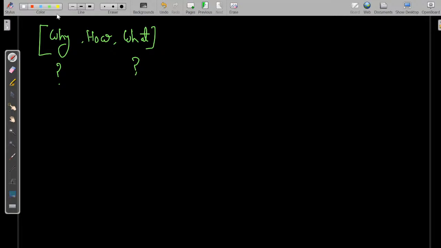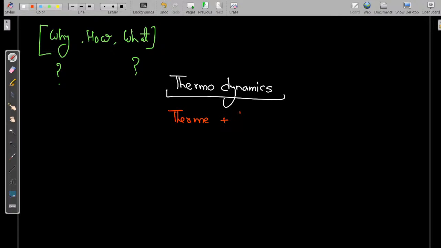Okay. So again, this word is the combination of two words. You all would have known that. That is therme plus dynamics. The word therm means heat, and the word dynamics means motion.